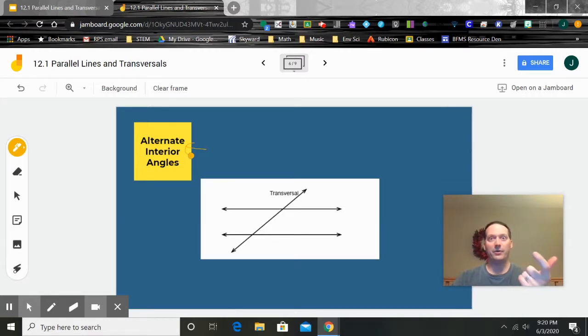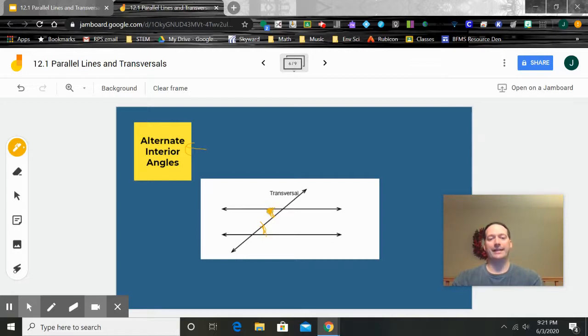The alternate means you go back and forth. Alternate is opposite sides of the transversal, on alternate sides of the transversal. So interior is parallel lines, alternate is transversal. So this angle is on the inside of the parallel line. The angle that's going to be an alternate interior with that is going to be on the other side of the transversal, on the other parallel line.